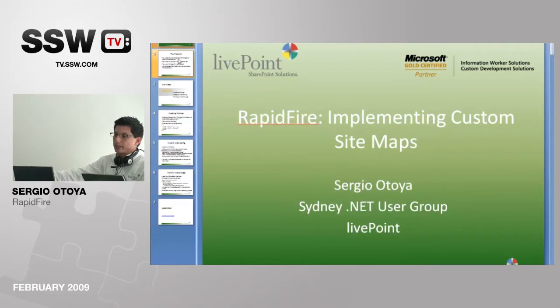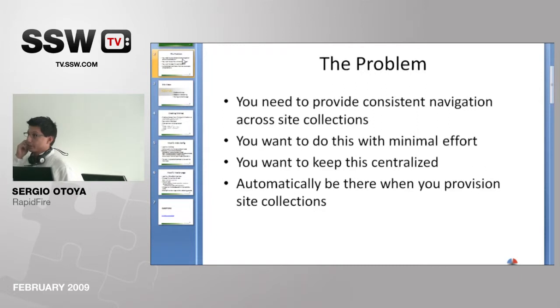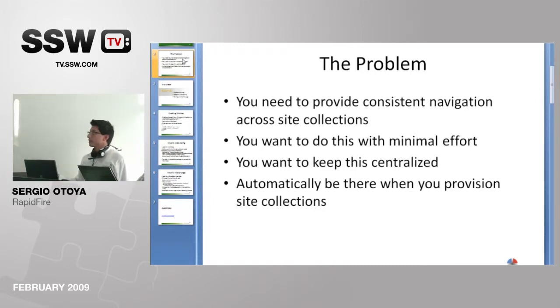So just to set the scene, the problem that we have in SharePoint, and for those who have implemented SharePoint, MOSS or Office Server, and WSS as well, there's some problems with the navigation and keeping the navigation consistent across site collections. Who's had that issue before?